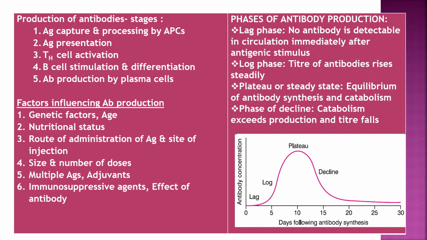Phases of antibody production: lag phase, no antibody is detectable in circulation immediately after antigenic stimulus. Log phase, titer of antibodies rises steadily. Plateau or steady state, equilibrium of antibody synthesis and catabolism. Phase of decline, catabolism exceeds production and titer falls.